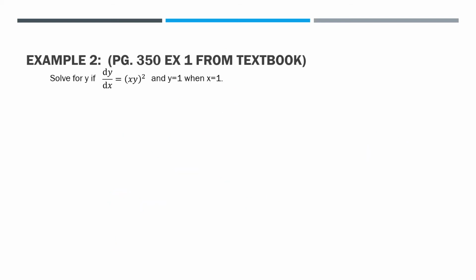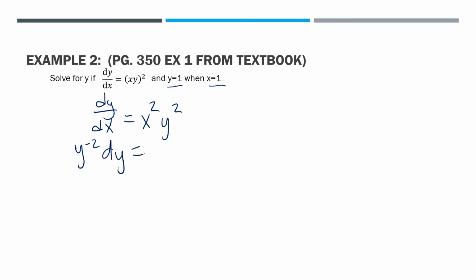For the next example, we're going to do the same thing, except now we have values for x and y. So once we get to a step that we have our c, we can actually find it. I'm going to start out by calling this dy dx equals x squared y squared. And now I can separate my variables. Over here on the left, I'm going to have y to the negative 2 again dy. On the right, x squared dx.